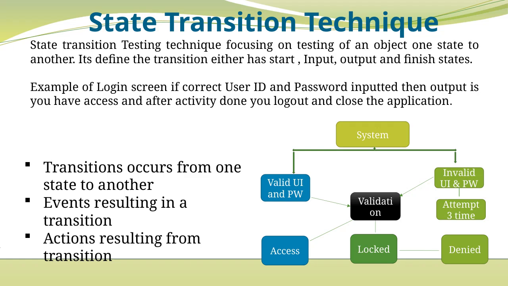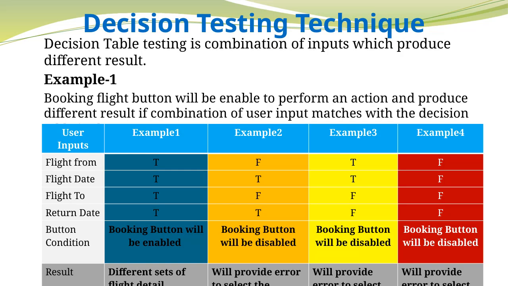Each of these steps represents a transition from one state to another, triggered by events like inputting credentials or clicking logout. Actions, such as displaying a success message or ending a session, result from these transitions. Sometimes transitions depend on conditions, like allowing only 3 login attempts before locking the account. This technique helps ensure that all possible state changes and their outcomes are tested thoroughly, which is especially useful in applications with clear state-dependent behaviors.